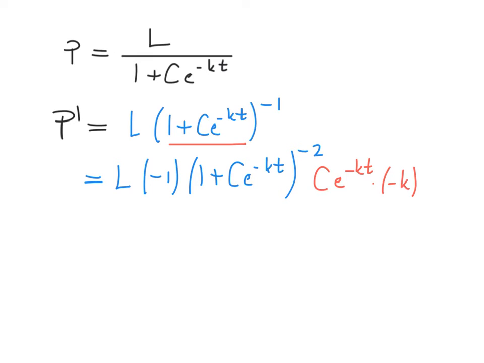You should follow along because this is a good exercise. This is a more complicated function with a lot of constants, and it's made out of several functions, so you have to apply rules several times. So let's simplify this a little bit, and we get L c, minus 1 times minus k is k, L c k times (1 plus c e to the minus kt) to the minus 2 times e to the minus kt.